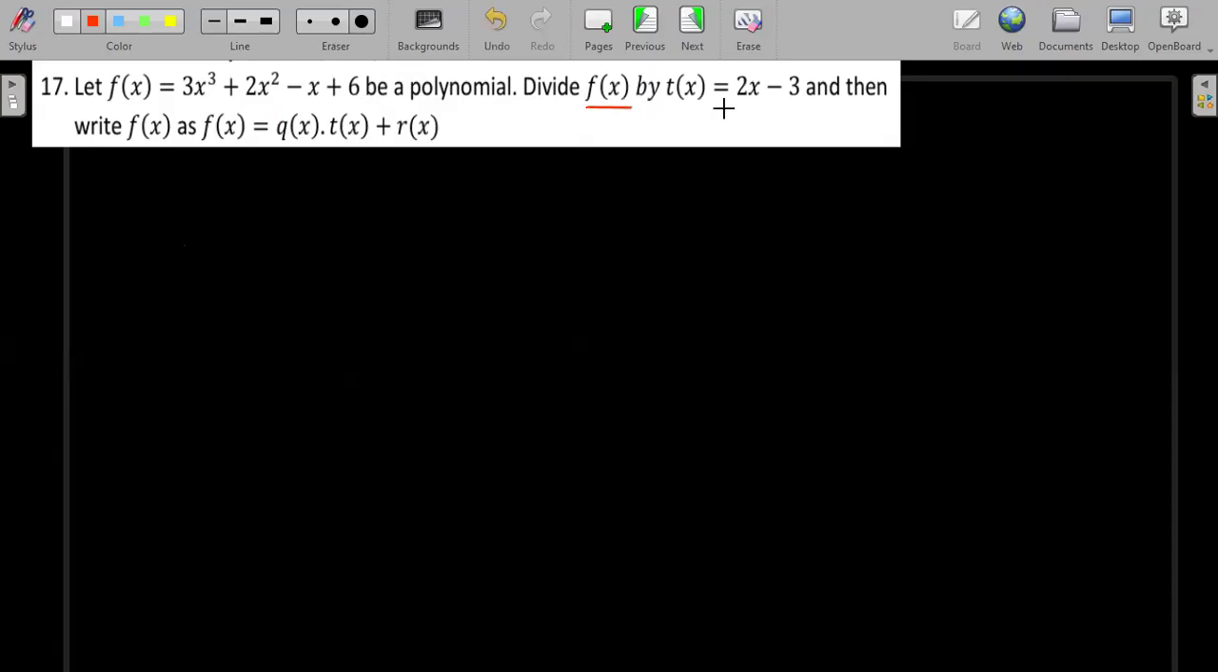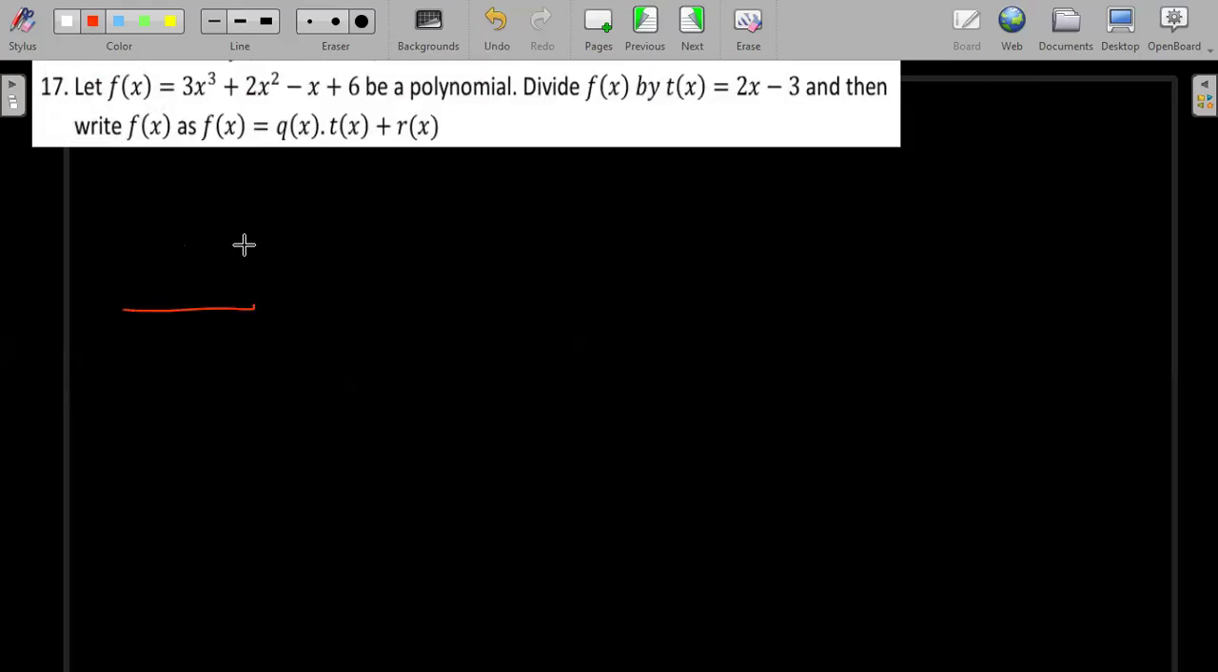Divide f of x by t of x, which is given by 2x minus 3, and then write your answer as f of x is equal to the answer that you get once you divide this polynomial by this, then multiplied by this same t of x, and then plus the remainder. So there we are going to use long division.